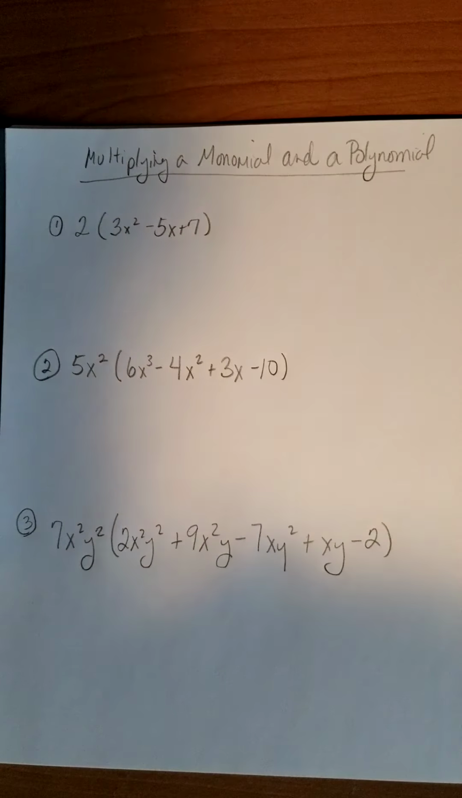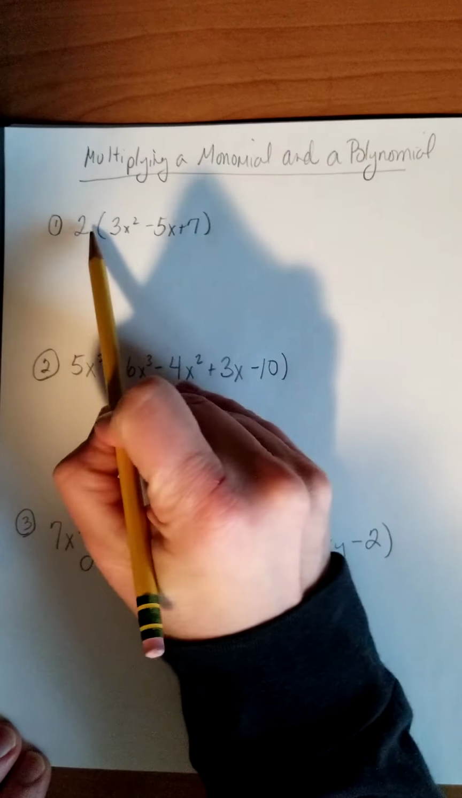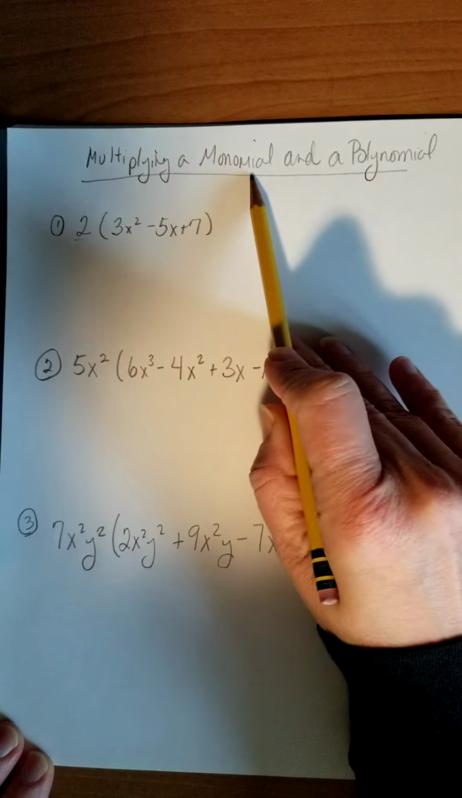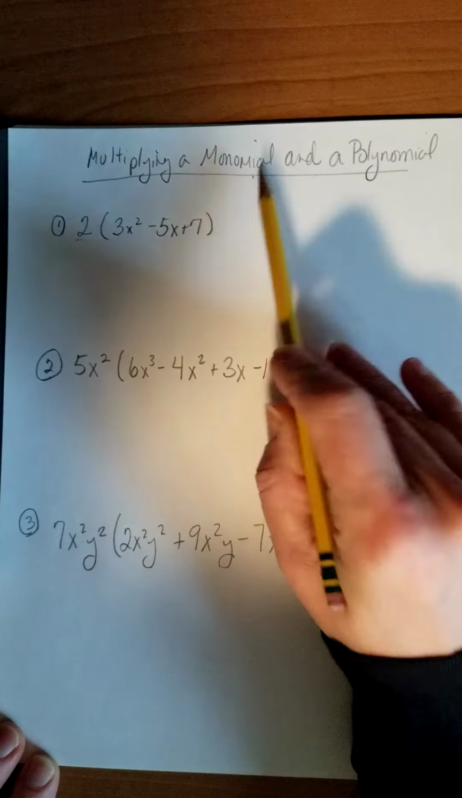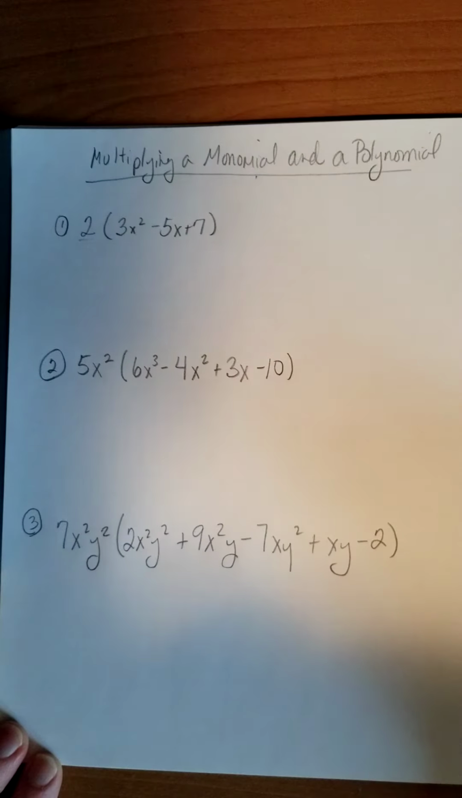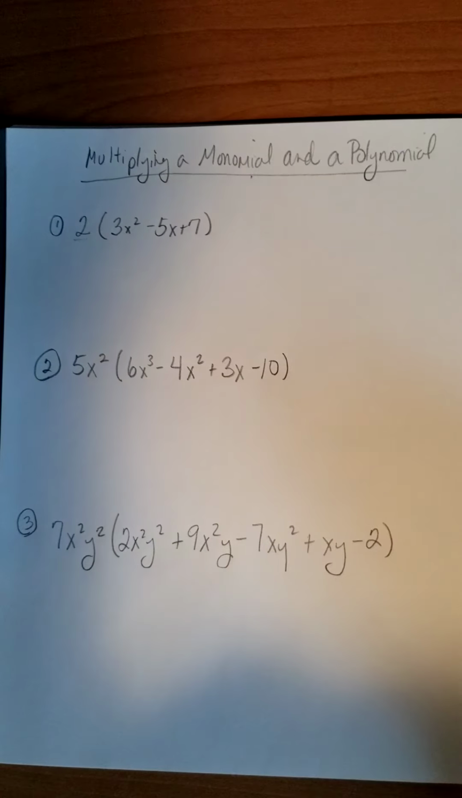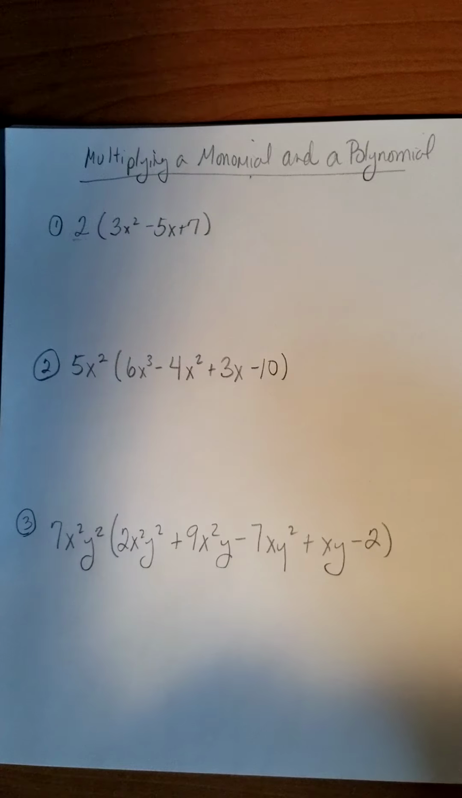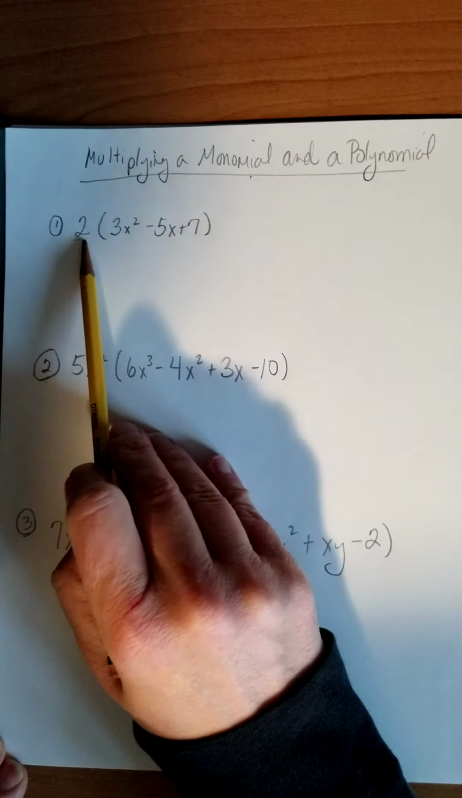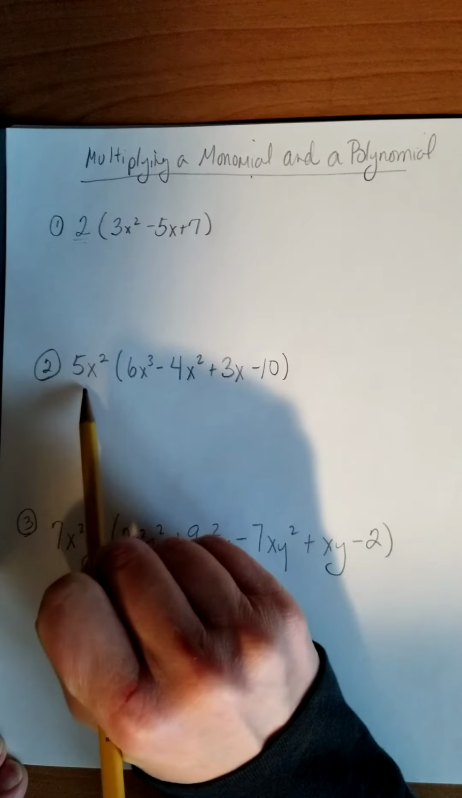All we're going to be doing is multiplying a monomial and a polynomial. So the monomial is always the thing out in front. A monomial, we've gone through this before. A monomial can be a number. It can be a variable, or it can be the product of numbers and or variables.